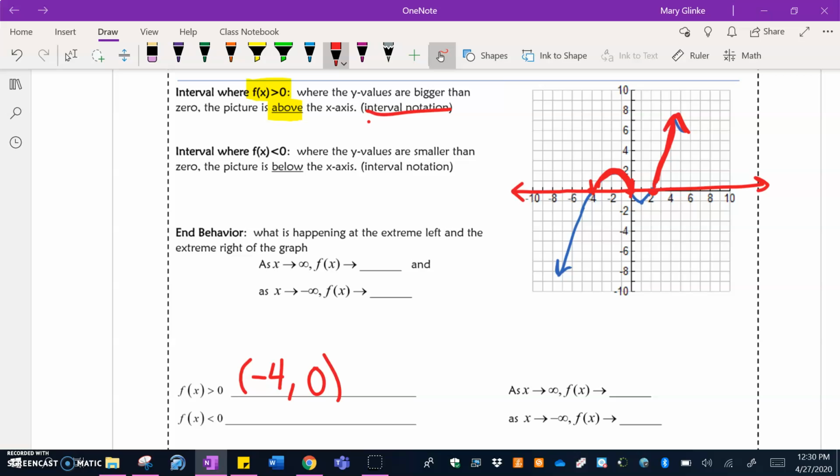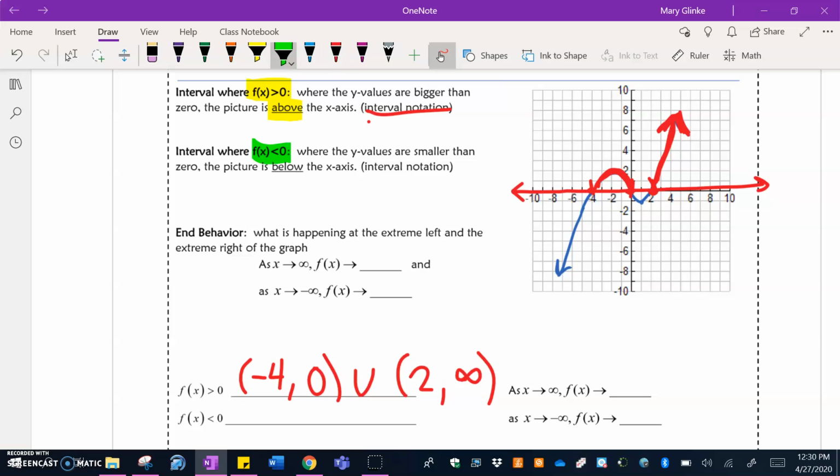And then there's a break for a while. But then where it happens again, this U means union. It means "and," basically. So in between -4 and 0, and again here when x is 2. So it starts again at 2 and goes to the right forever. Anytime you're going to the right, you're going towards positive infinity.